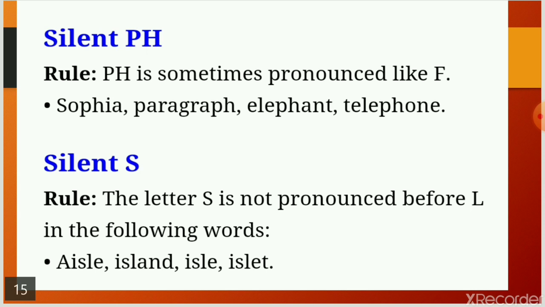Now silent S. The letter S is not pronounced before L in the following words. See here, this is not Iceland, this is not Island with an S sound, this is not Islet with an S sound. The correct pronunciation is Isle, Island, Isle, and Islet.